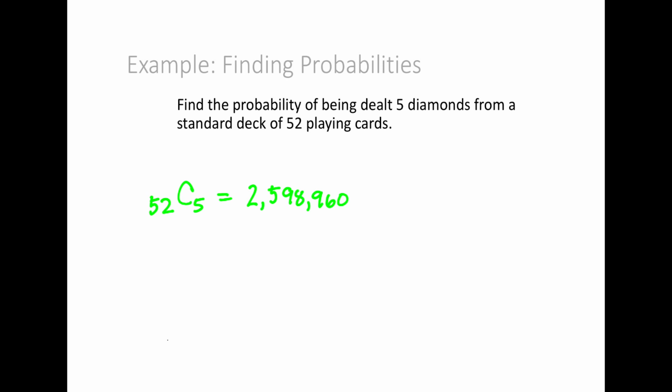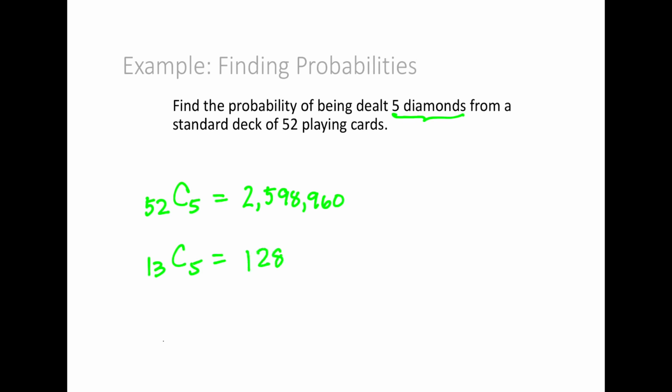Now, with the 5 diamonds, there's 13 diamonds in a deck. So if I'm looking at those 13 diamonds that are in there, how many different combinations of diamonds could I be dealt? I keep on putting 52, but there's 13 diamonds. And I'm going to hopefully have 5 diamonds dealt. So we're interested in how many groups of 5 I could get from the 13 diamonds. Putting that into the calculator, we see there are 1,287 different combinations of 5 diamonds I could be dealt.